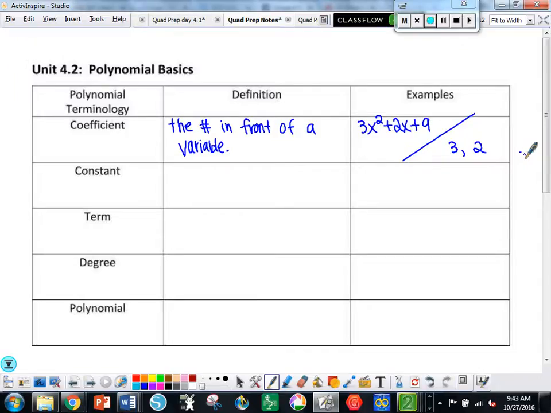Now, if that 2 is not positive, and in fact it was negative, that means this would not be positive, this is negative. So the sign is going to go with it.